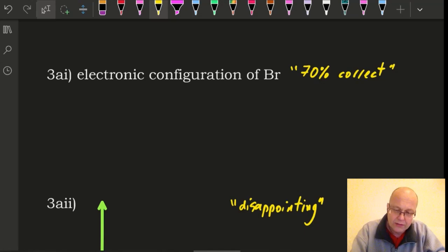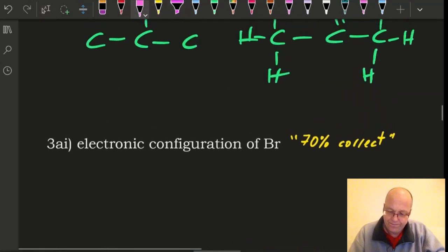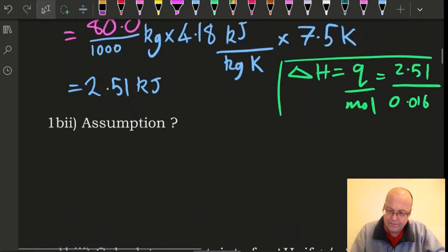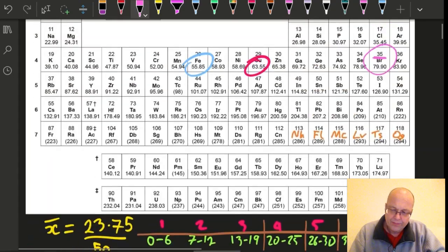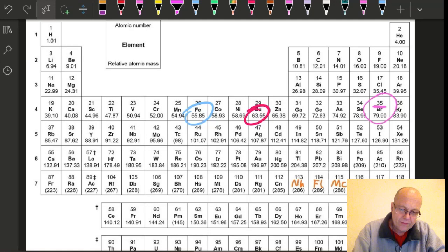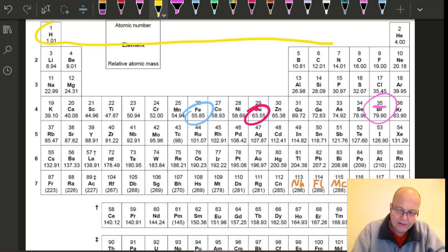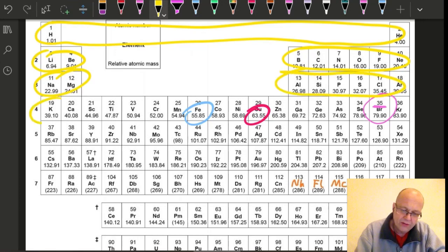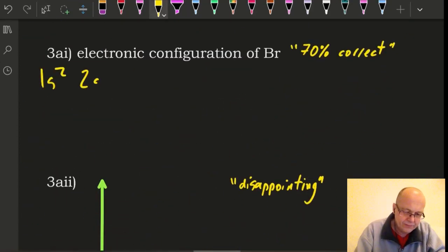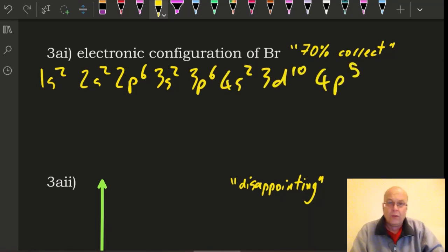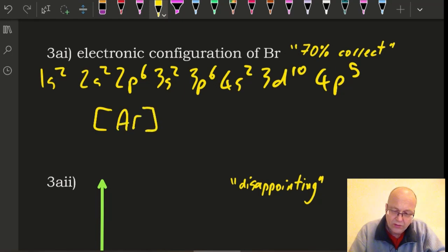Electronic configuration of bromine. Well, let me see how many electrons it's got. So bromine has 35 electrons. Well, let's do it on here. So counting along from block to block: I've got 1s2, 2s2, 2p6, 3s2, 3p6, 4s2, 3d10, 4p5. I don't think you can just draw the circles though. And rather generously, they'd even accept if you did the shorthand version, which really isn't what they asked for. That's rather generous of them.